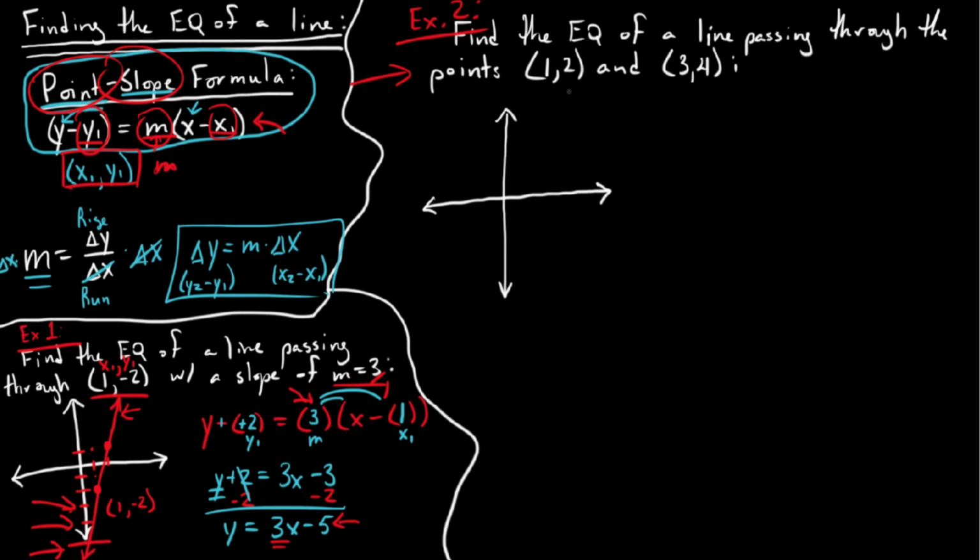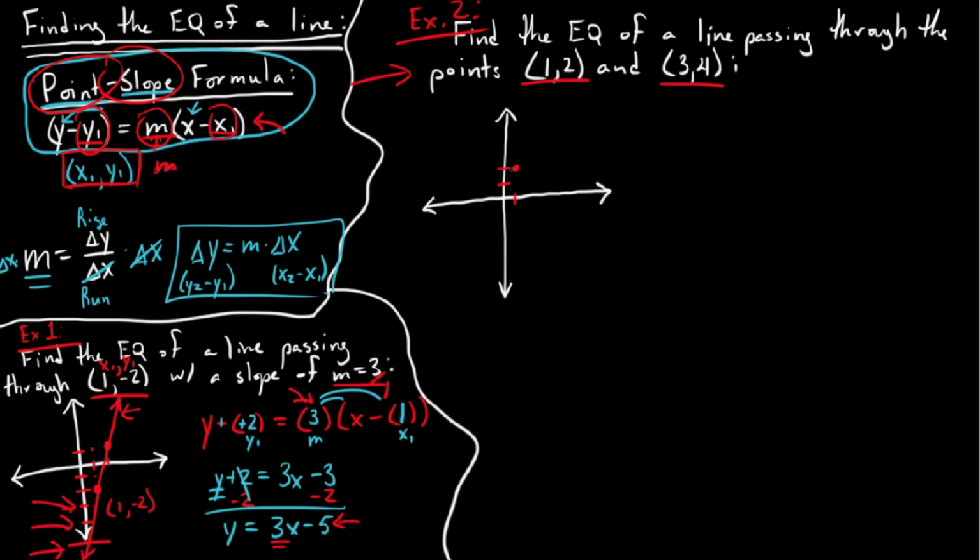Here's the interesting thing about this one. We have points, we have plural points, okay? And we have no slope. So the fact of the matter is this. It doesn't matter which point we pick here, but we're going to need to find a slope for this. So let's do a couple of things here, starting with sketching a picture of what's going on.